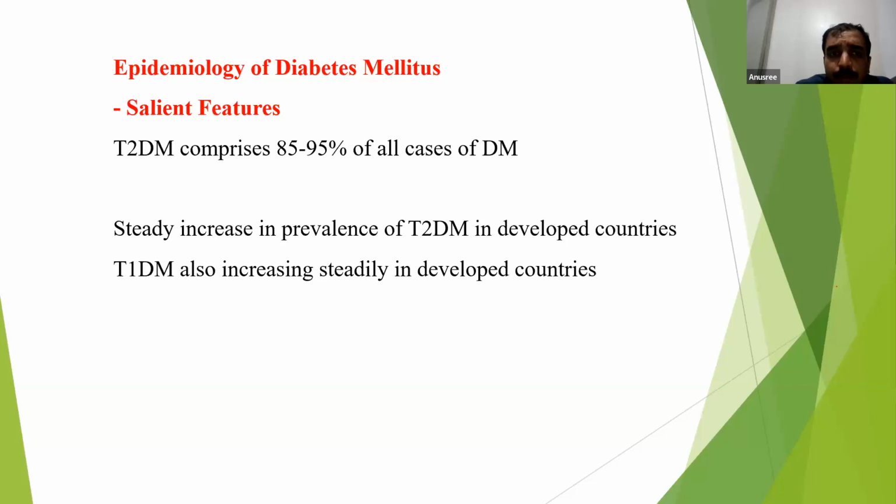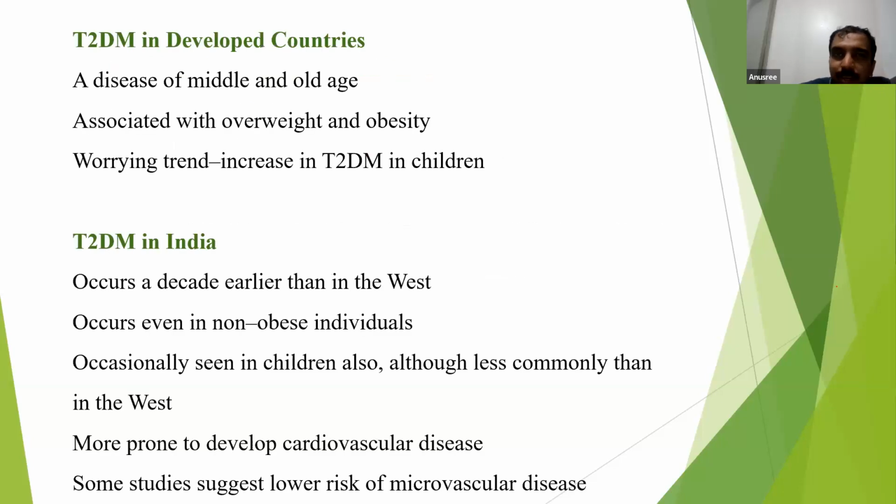A few words on the epidemiology of diabetes. The salient features are that type 2 diabetes comprises the majority, in both developed and developing countries. In developed countries, type 2 diabetes is actually a disease of the middle age group, and it is commonly seen in the overweight and obese. There is a worrying trend of type 2 diabetes in children; in European countries, it is more common in children. In India, we don't have much data to suggest whether it is common in children or not. The worrying thing is that it is occurring even in non-obese individuals and occasionally seen in children.